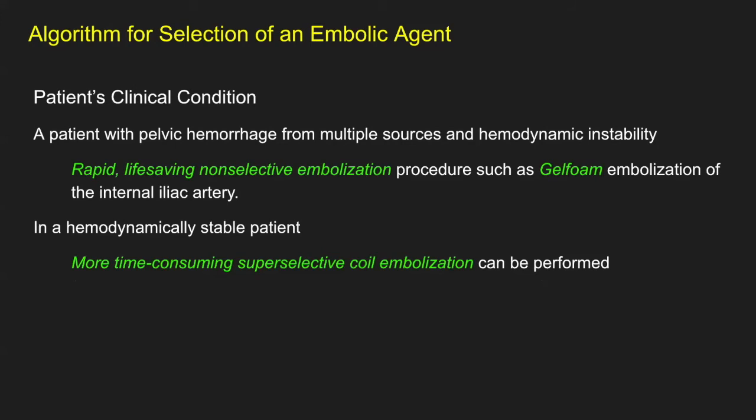Now, depending on clinical condition, how are we sometimes forced to choose our embolic materials? Let's say a patient with a pelvic hemorrhage from multiple sources, and the patient is hemodynamically unstable. This is where you like to use a temporary embolizing material like gelfoam. But if you have a hemodynamically stable patient, you'd want to plan at least for a more time-consuming, super selective procedure, where you can use coil embolization.